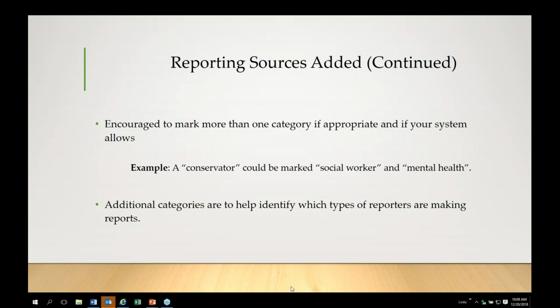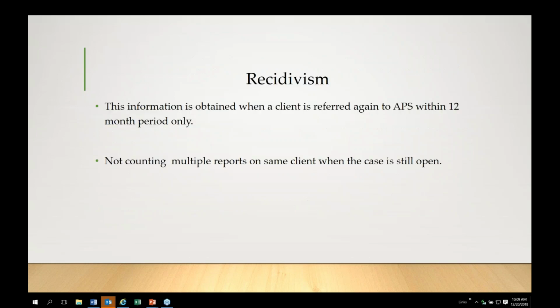The reason we're doing this is we're less interested in how many reporting sources there are than in who's making reports, because that's going to help us figure out who do we have to do outreach to, who do we need to provide more education to, and so on, by knowing who's making the reports.